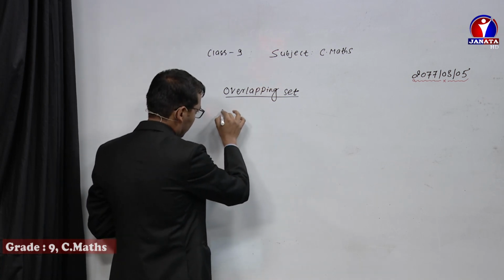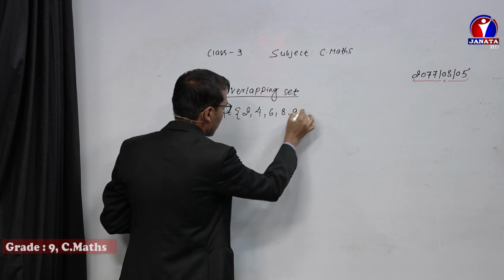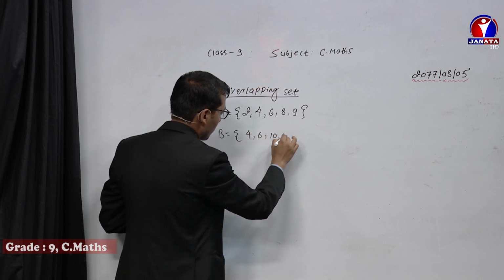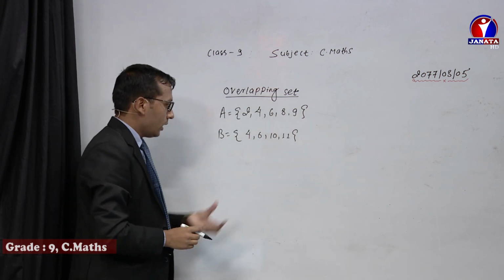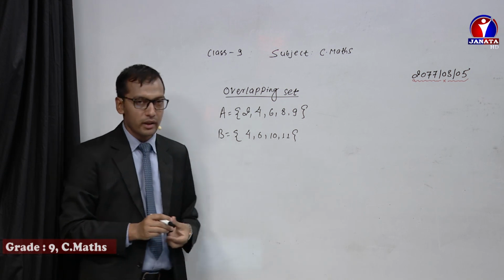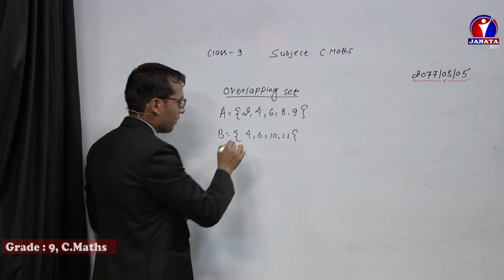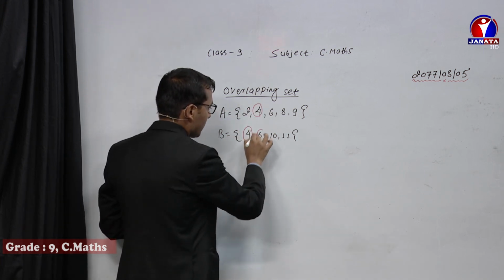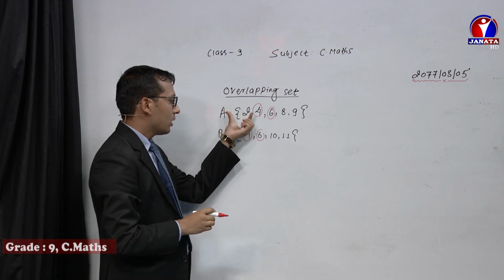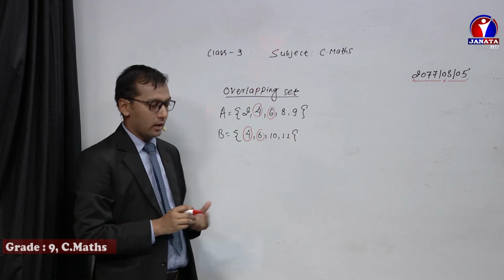Okay, let's take an example. Set A is 2, 4, 6, 8, 9. Can you just look at the examples and identify what are the common elements in the two sets A and B? So here, the common elements of the two sets are 4 is common, 6 is also common in sets A and B. So these two are the common elements, and such types of sets are called overlapping sets.